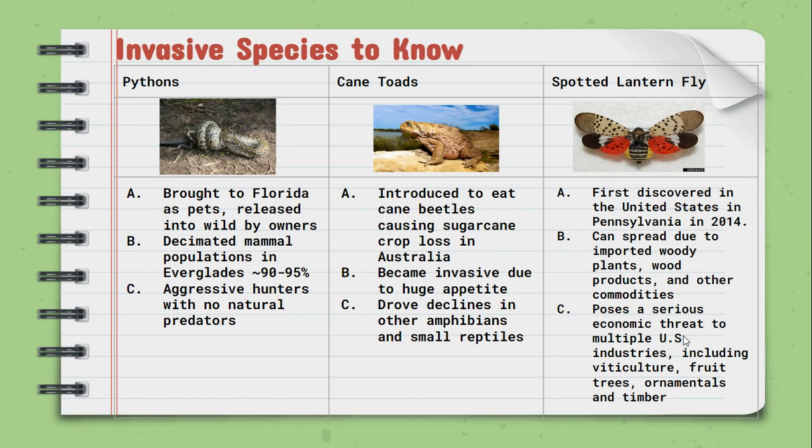The last one, this one is new. I decided to add this one since we tend to see the spotted lanternfly a lot now. But actually, it was first spotted in the U.S. back in 2014 in Pennsylvania. It has spread along the northeast coast of the United States due to the import of woody plants or wood products, and we've now seen that it can pose a very serious threat to industries like logging, as well as fruit trees, ornamentals, and timber. So we need to continue to, if you see a spotted lanternfly, you need to kill it and report it.